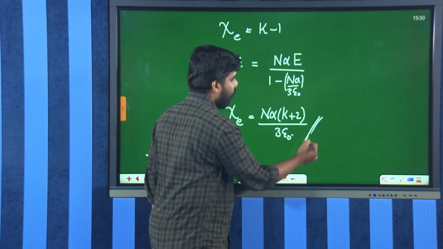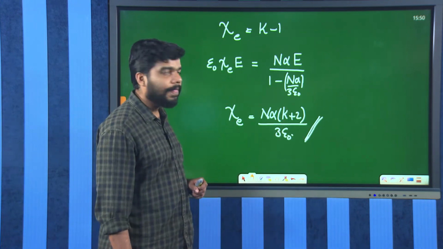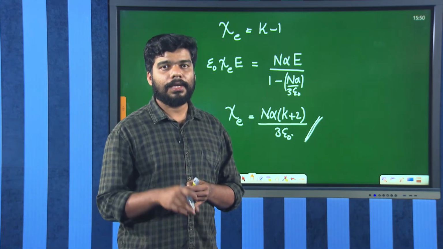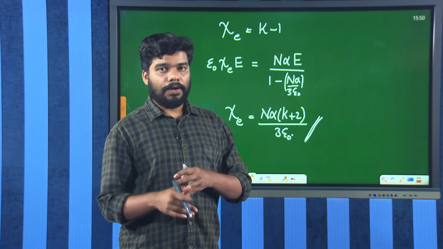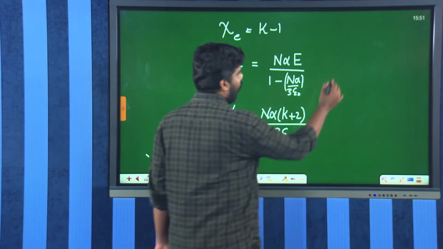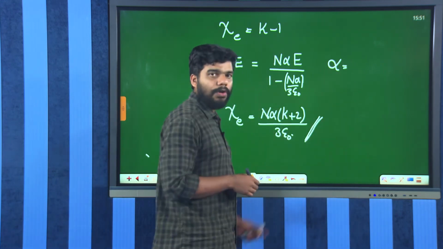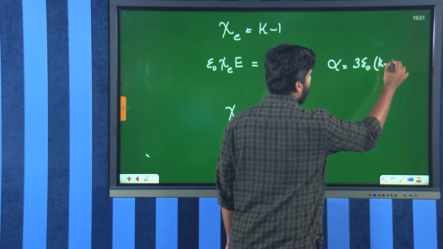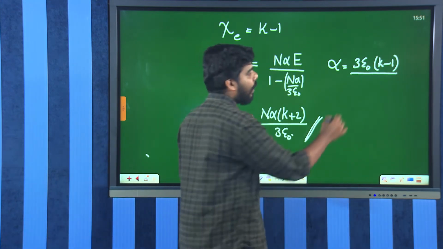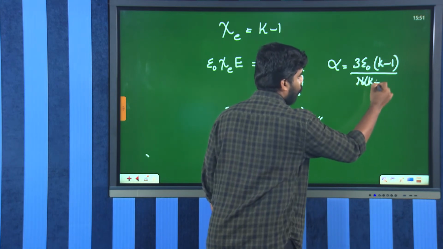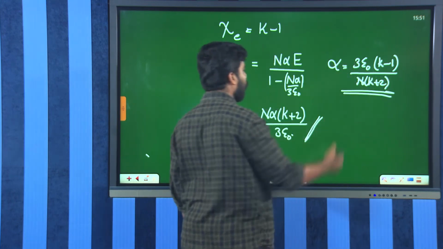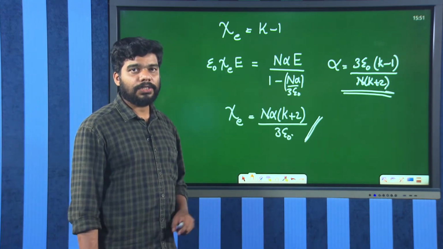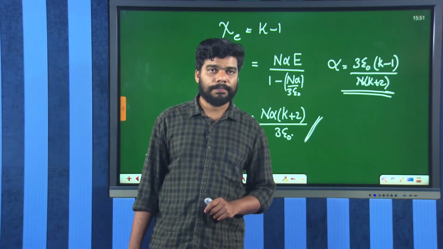So, substitute and find out, and this equation is basically the relation between dielectric constant, polarizability and the susceptibility. And again you can obtain the equation for alpha: rearrange the terms and you will get alpha is equal to 3 epsilon 0 into K minus 1 divided by n into K plus 2. You have to obtain these two equations, and these two equations are called the famous Clausius-Mossotti equation.